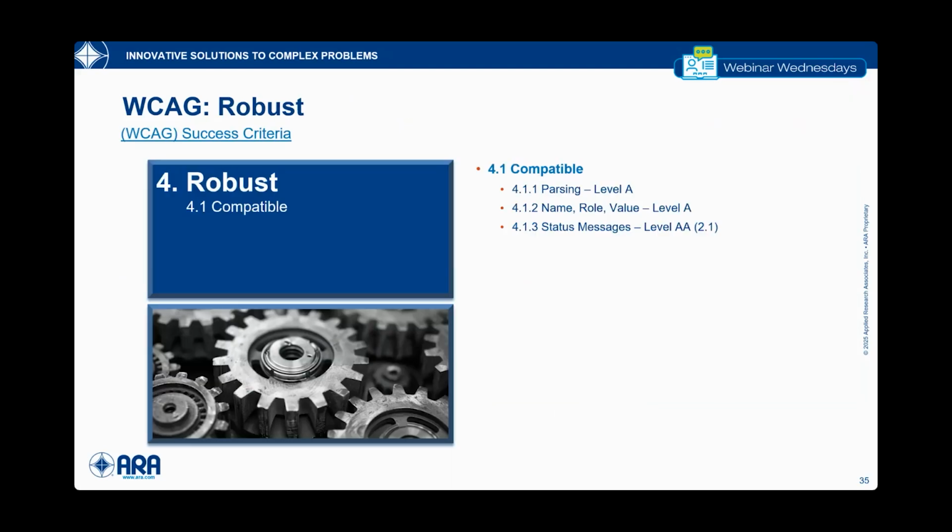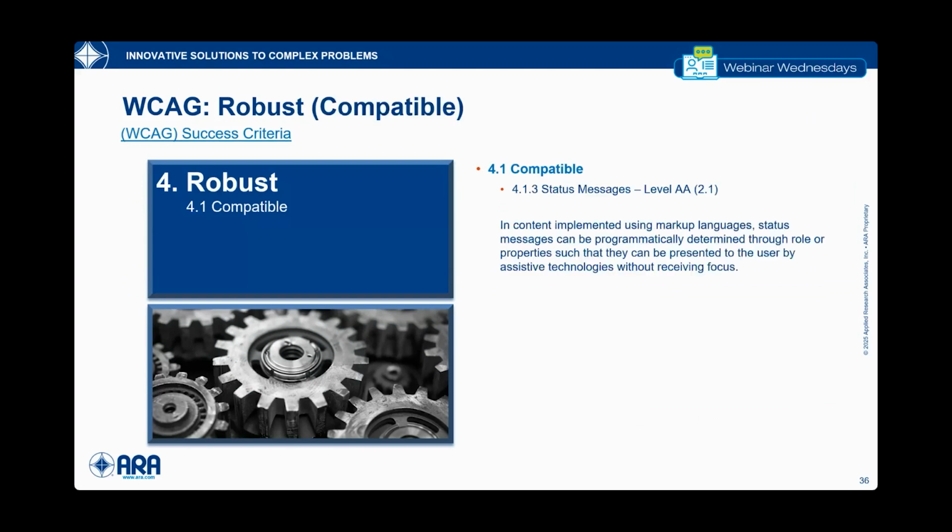Okay. The fourth and final accessibility principle is your web page should be robust or compatible. One of the criteria that's worth taking a close look at here is new in the WCAG 2.1 guidelines. And that is that important status messages contain role properties that are to be presented even without receiving focus.